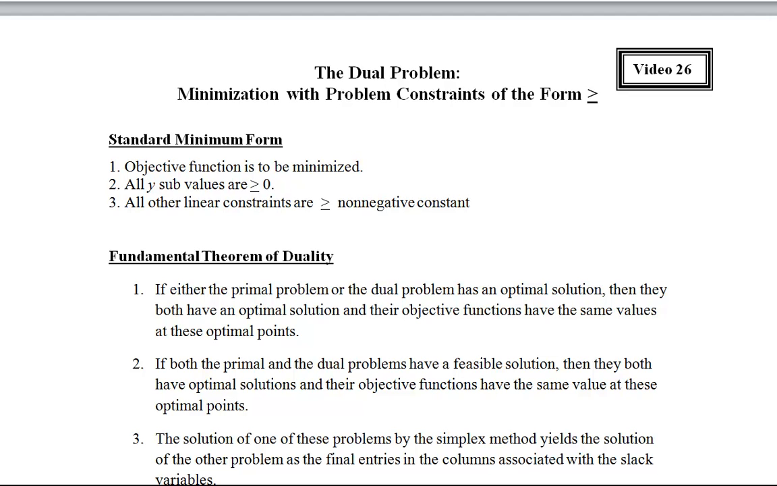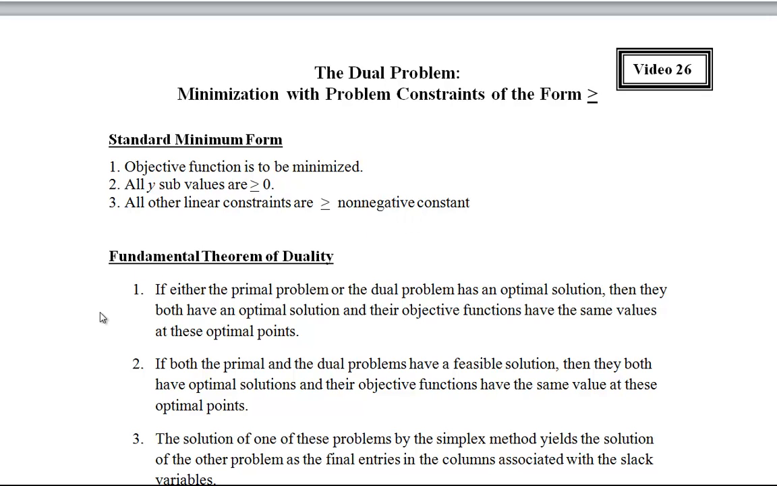A standard minimum linear programming problem has to take on the following form. The objective function has to be minimized. All the y subvalues, now we use y's and not x's to make it different from the get-go, have got to be greater than or equal to 0. They have to be positive or 0, similar to what we've had before. But now the linear constraints, in a maximization problem, are all less than or equal to, but these are going to be all greater than or equal to. Still, we have a non-negative constant over here.